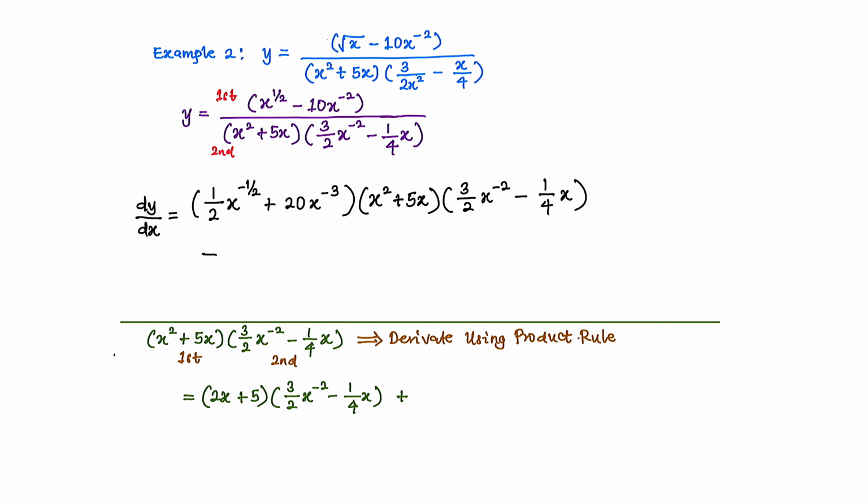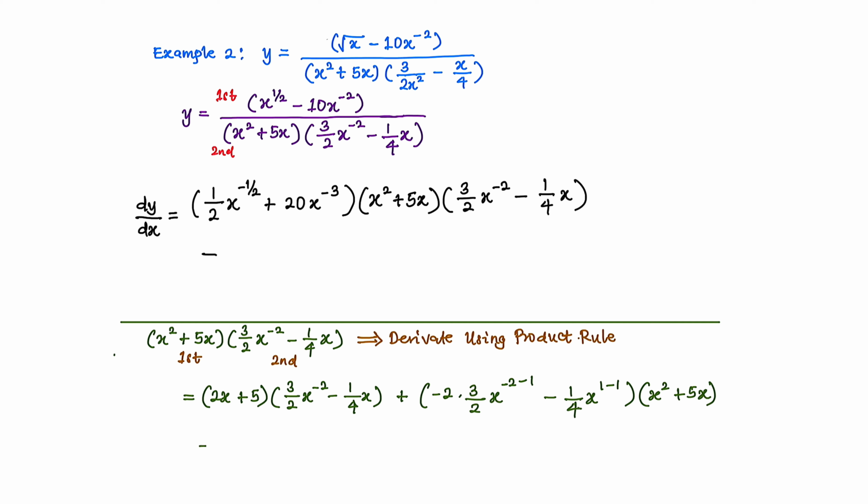So the derivative of 3 over 2x raised to the power minus 2 is minus 2 multiplied by 3 over 2x raised to the power minus 2 minus 1, minus 1 over 4x raised to the power 1 minus 1. And lastly, we multiply it with the first function. So x squared plus 5x.